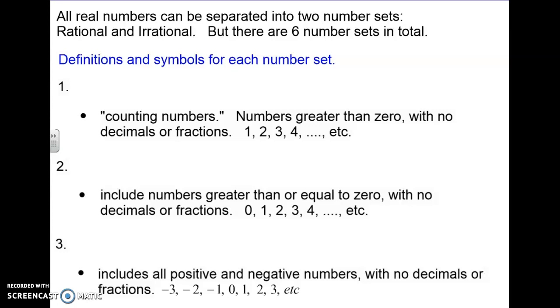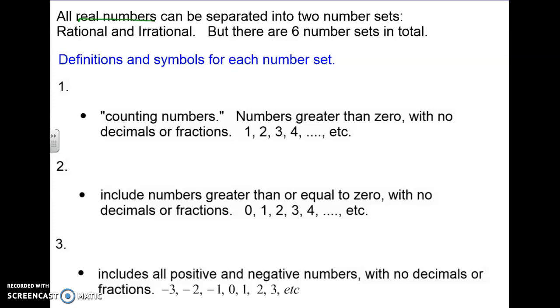In this section, we're going to talk about all our number systems. All of the numbers we know in our mathematical studies up to this point can be considered real numbers. They're divided into 6 number sets in total. I want you to think about how you learned numbers.